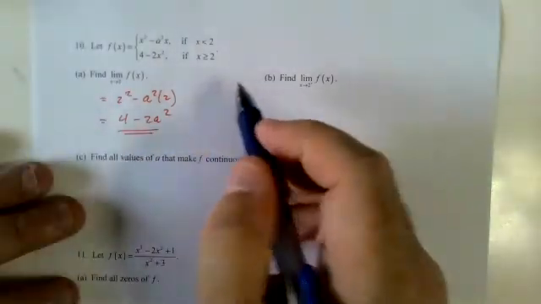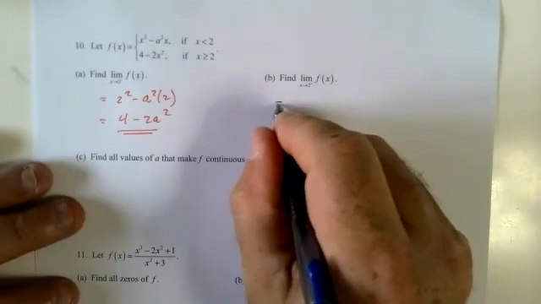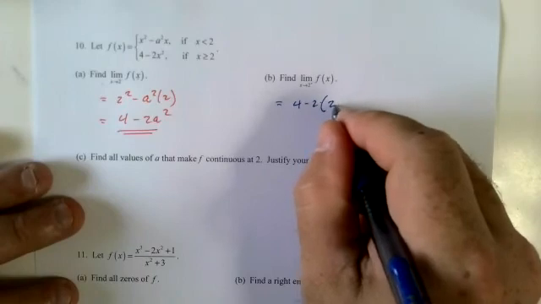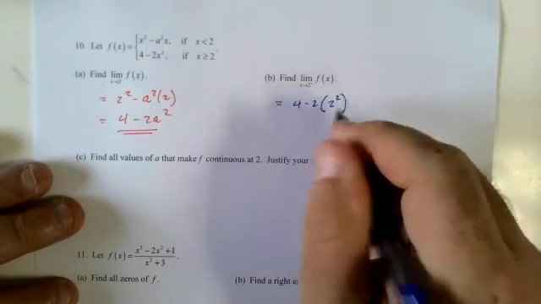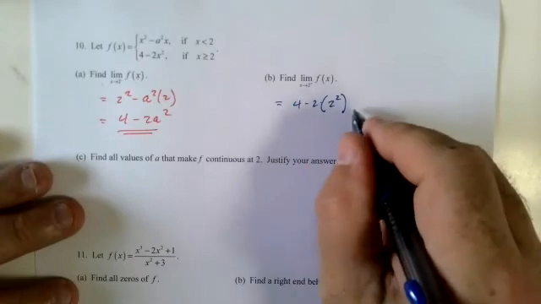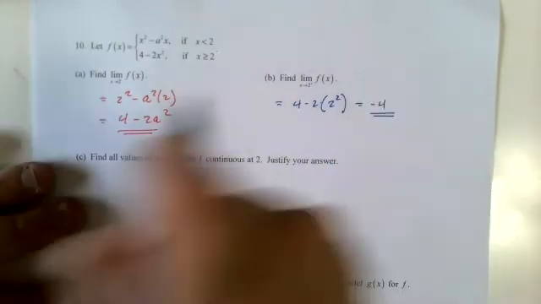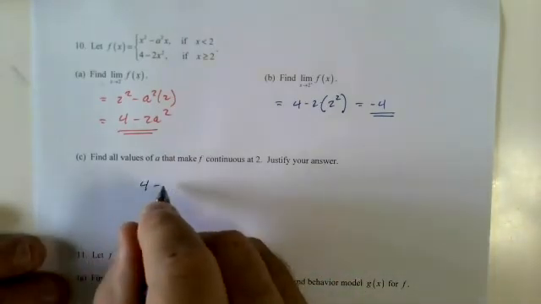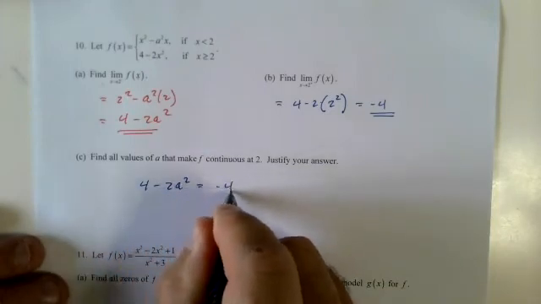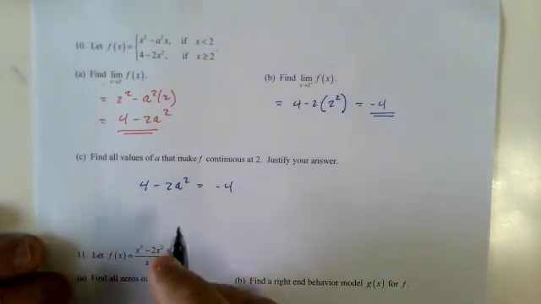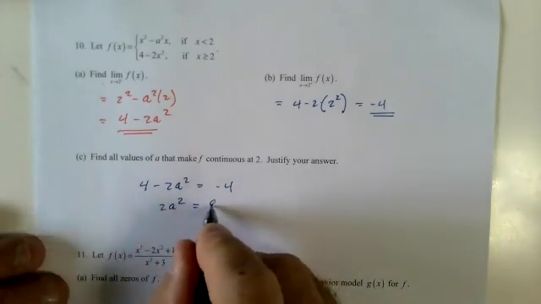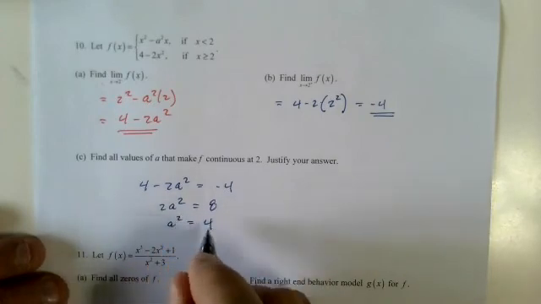A limit from the right. Well, from the right, we just plug it in: 4 minus 2 times 2 squared, which is 4 minus 8, which is negative 4. Find all values of a that make f continuous at 2. I've seen this kind of problem before. They just do 4 minus 2a squared equals negative 4. Subtract 4 from both sides, move it over. 2a squared equals 8. a squared equals, shockingly, a perfect square.